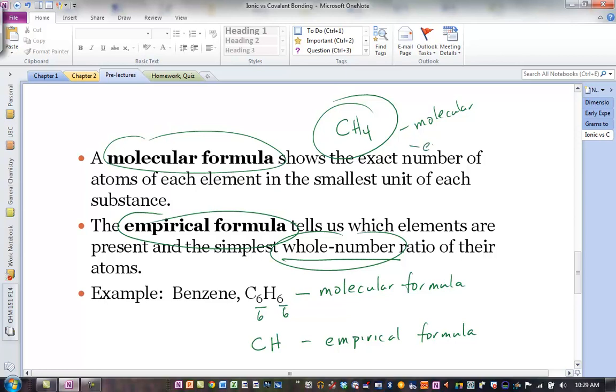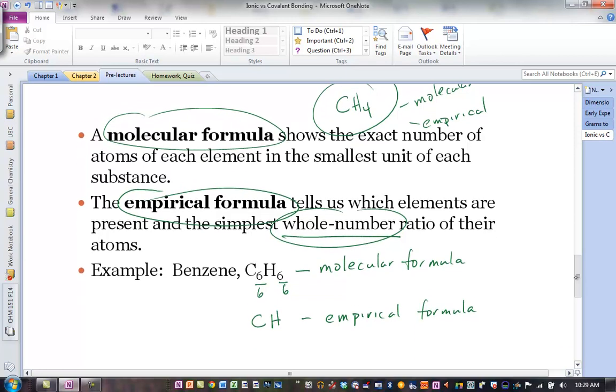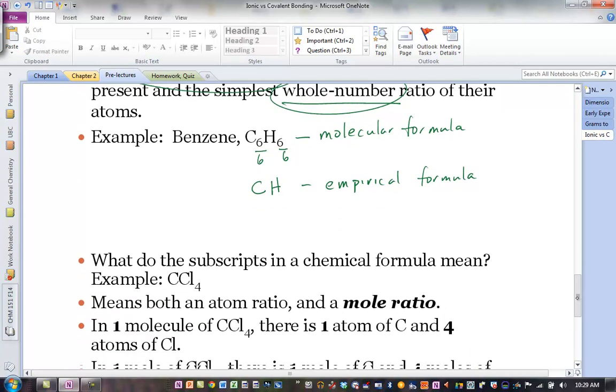So this is also an empirical formula. I didn't say that very well, but I hope you get the idea. Its true formula is CH4. We can't simplify it any further. It happens to also be its empirical formula. So you might find that to be the case sometimes. Okay.